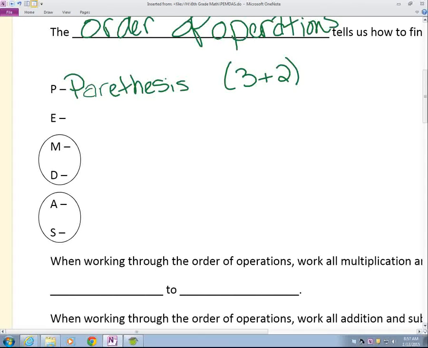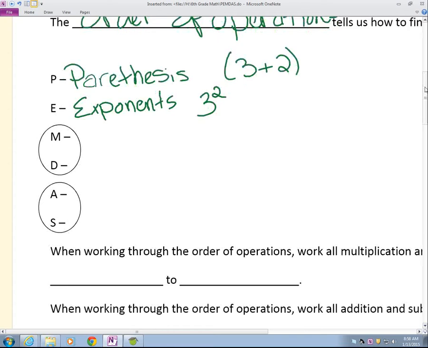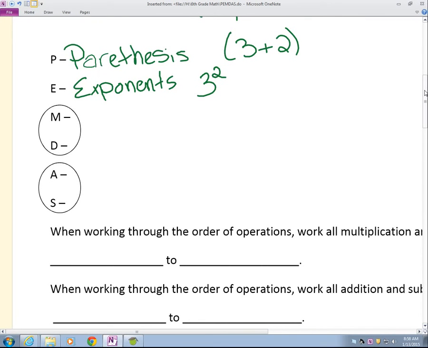Okay, then we have one that you're not going to see too much in 6th grade math, exponents. For example, like 3 squared. Exponents. And this is all review, but it's just going to be in your face, so you can take your notes. Okay, then we have multiplication.